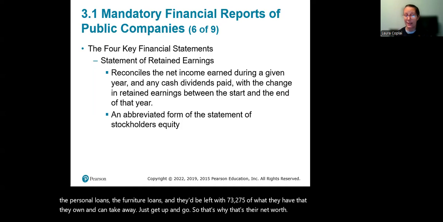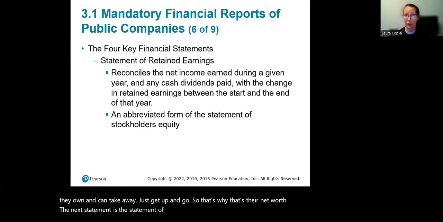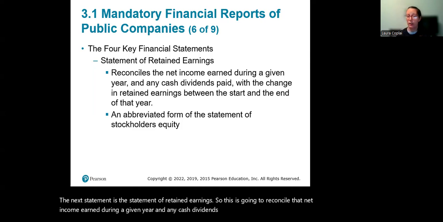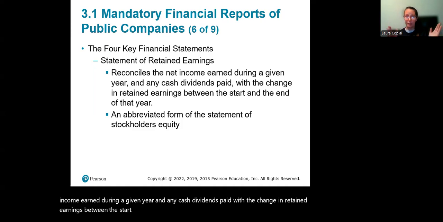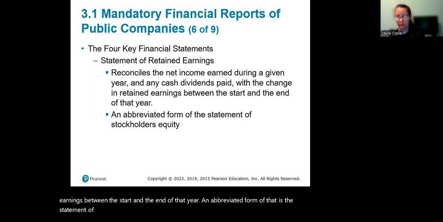The next statement is the statement of retained earnings. This is going to reconcile the net income earned during a given year and any cash dividends paid with the change in retained earnings between the start and the end of that year. An abbreviated form of that is the statement of stockholders' equity.